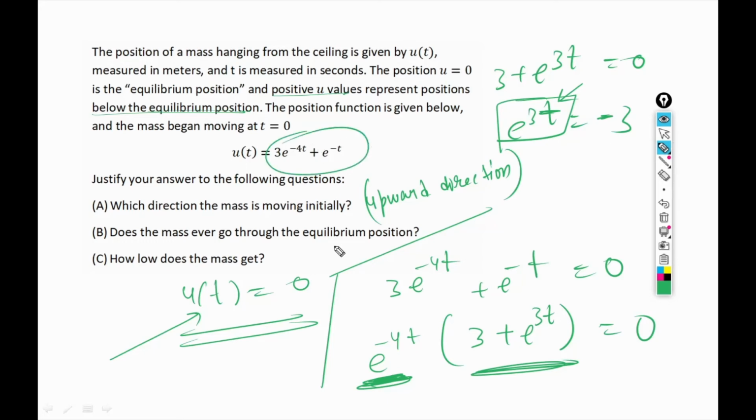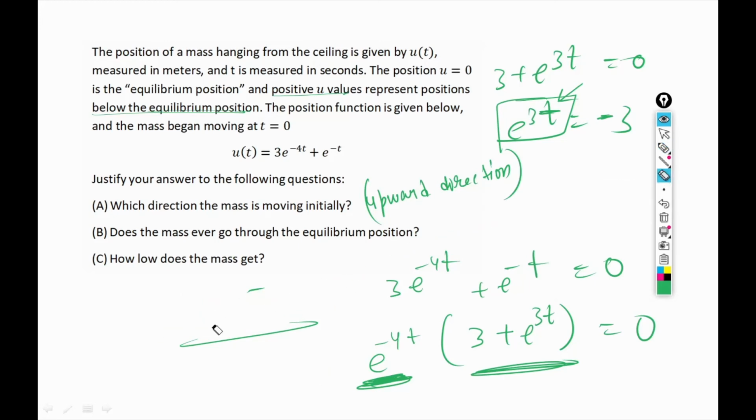There is no finite t. That means the mass never goes through the equilibrium position in finite time. It never goes through. So the answer to the second question is no. It does not go through the equilibrium position ever.